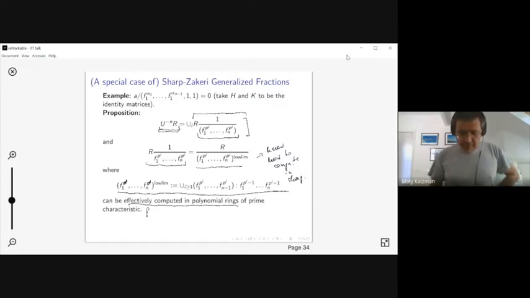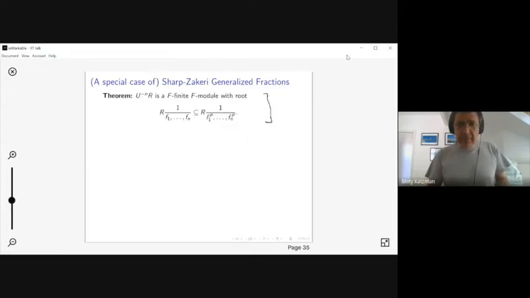Okay, so now let's see. I showed you what finite F modules are, and I'm showing you generalized fractions. Now let me show you a connection between the two, and the connection is in the form of this theorem.